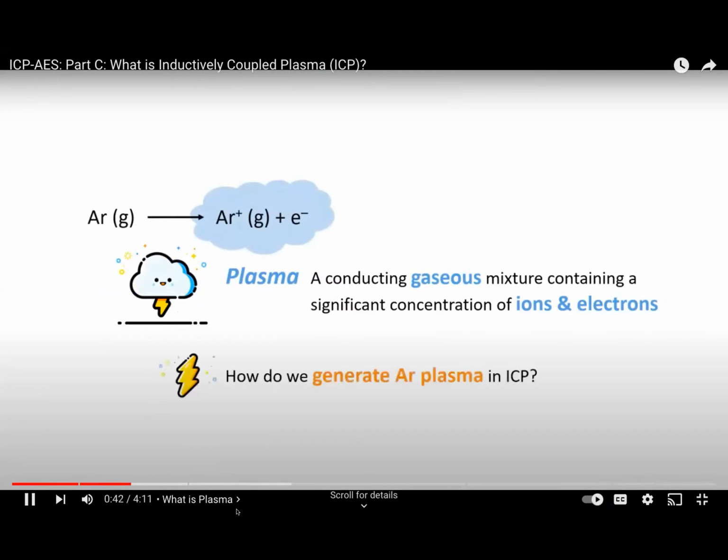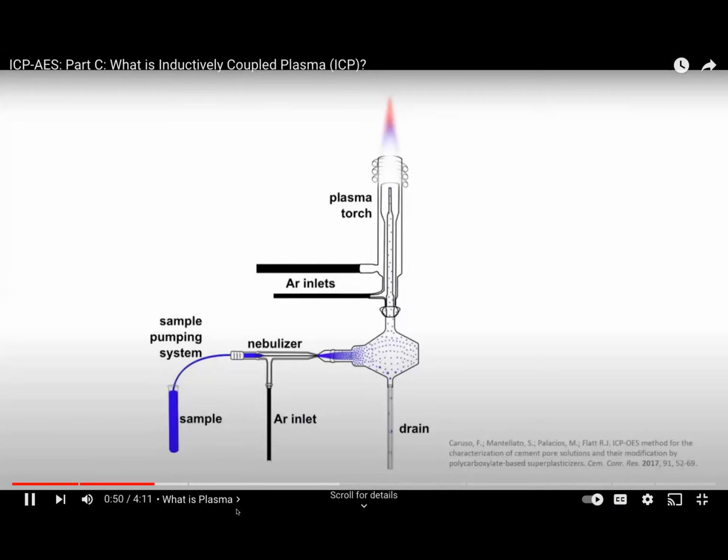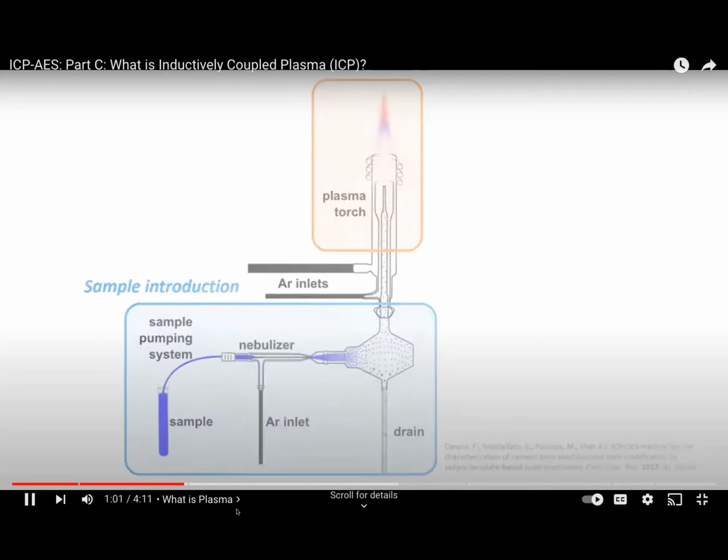So how do we generate argon plasma in ICP? Well, let's take a closer look at the instrumentation. This diagram here shows a typical setup of an ICP instrument, which consists of a sample introduction system and a plasma torch. First, let's take a look at the sample introduction system.